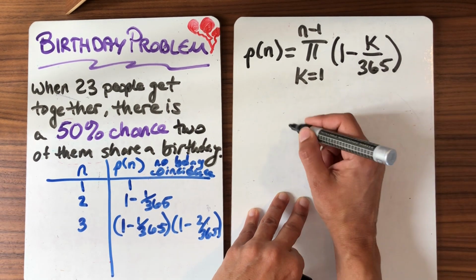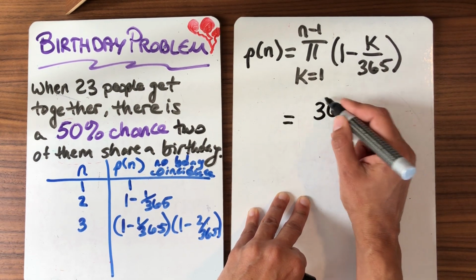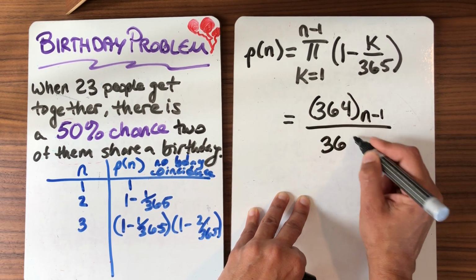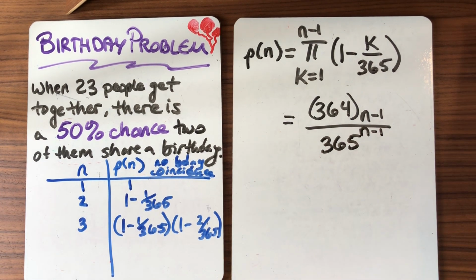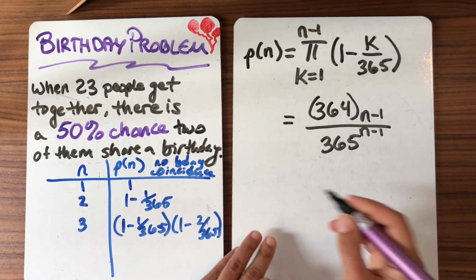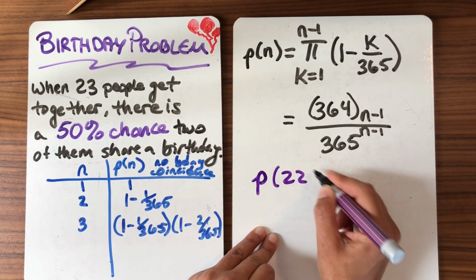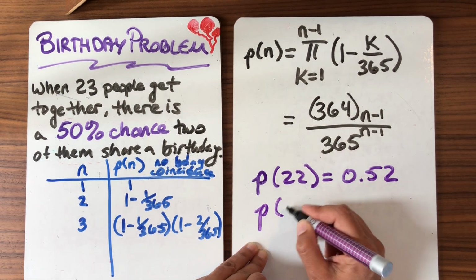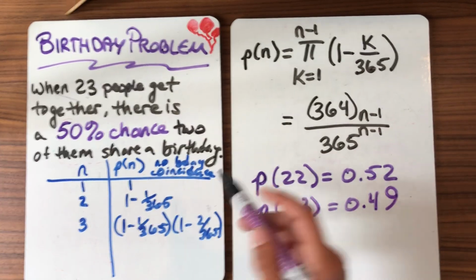Another way that we could write this, often a convenient way, is 364 falling factorial n minus 1, divided by 365 raised to the power n minus 1. So on top we have the falling factorial, and on the bottom we have the exponential. So we can plug it into a computer. It's happy to spit out answers for us. And so when we put in 22 people, what do we get? We get 0.52. And when we put in 23 people, what do we get? We get 0.49.